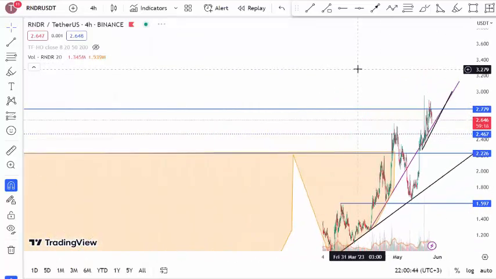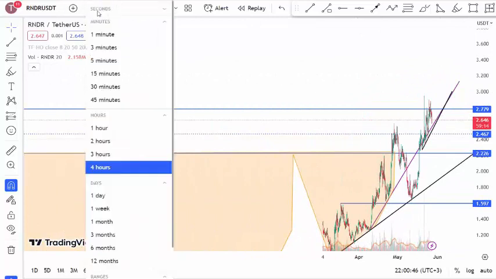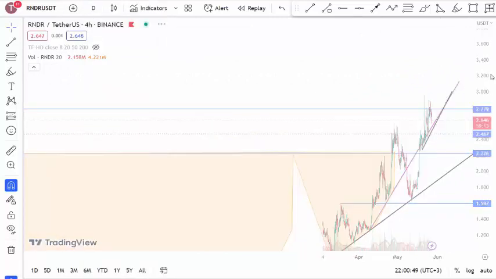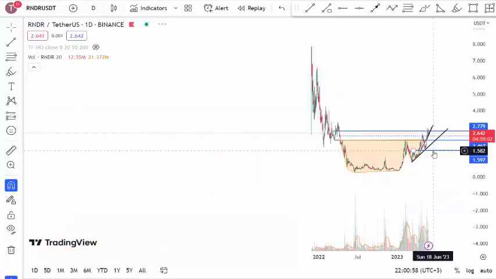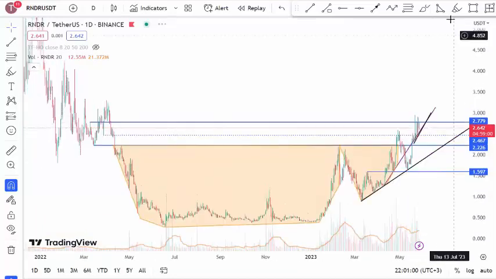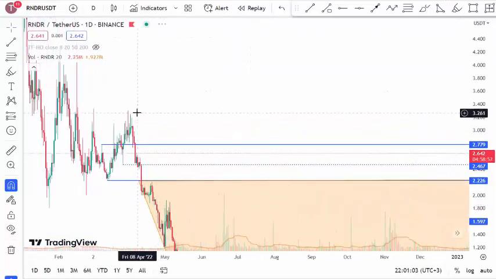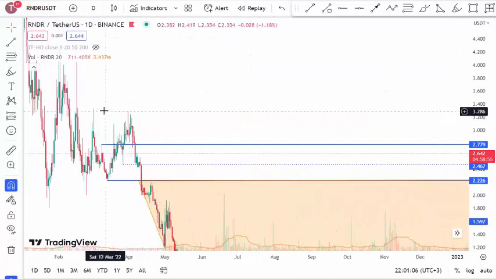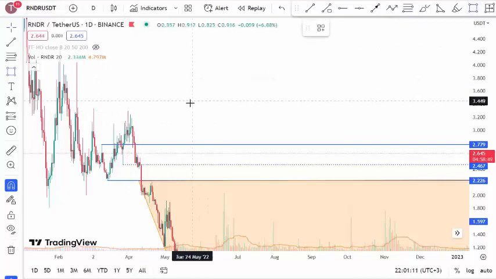When we look at the daily time frame, as it appears now, if the 2.779 level is broken, approximately these levels, 3.324 and 3.300, are actually important resistance levels for us. It is likely that we will see an increase in price movements towards these levels.